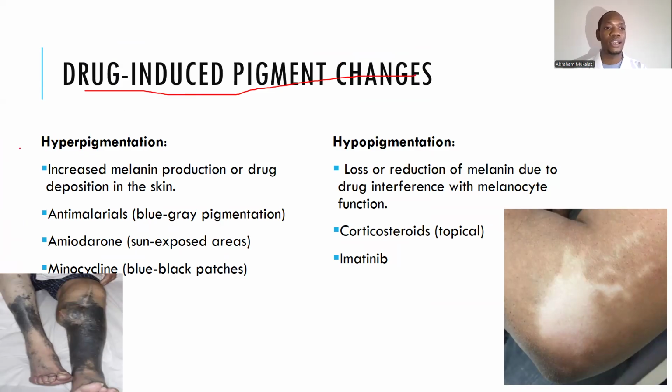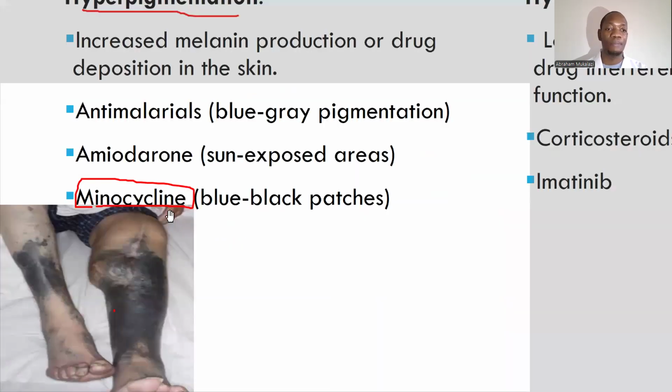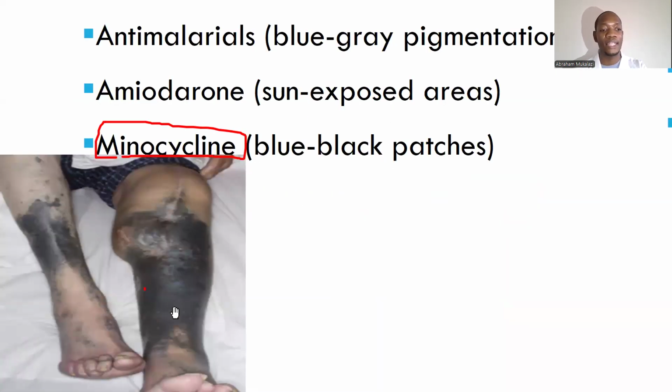So in this case, they can either be hyperpigmentation or hypopigmentation. So in hyperpigmentation cases, we have drugs that usually have been associated with triggering hyperpigmentation. The notorious one is minocycline, that usually gives a blue-black patch on the body, like in this picture that we can see here. This hyperpigmentation, the patient was on minocycline.